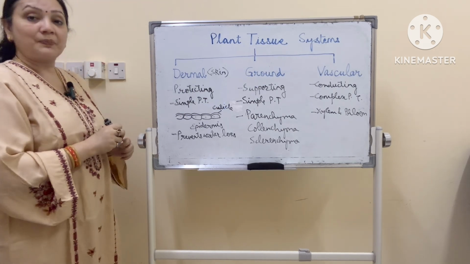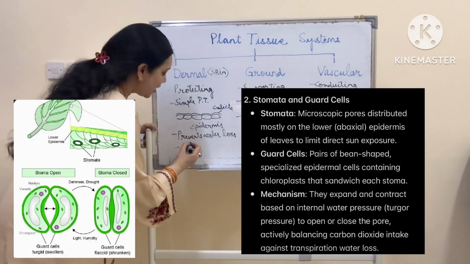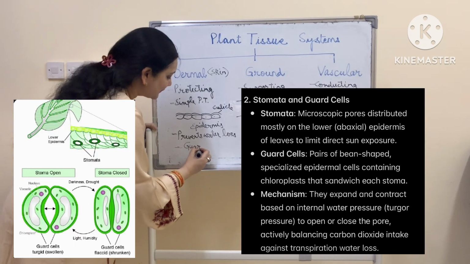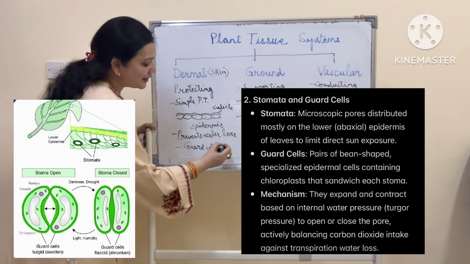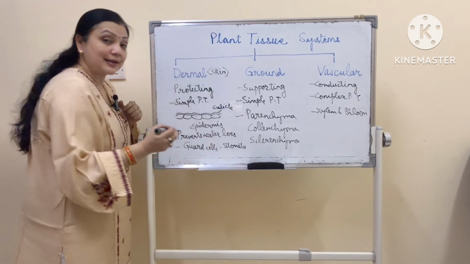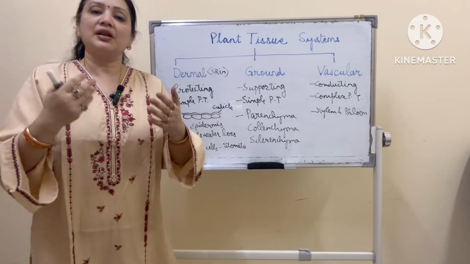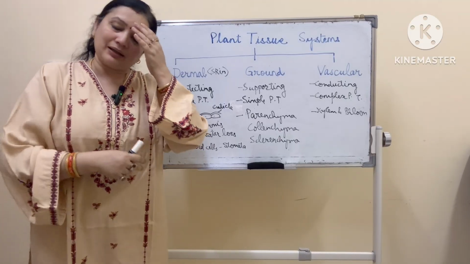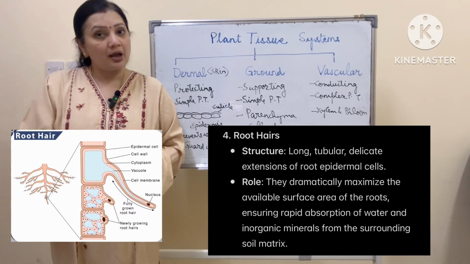Same way, there are special cells present in this epidermis which are known as guard cells. These are kidney-shaped cells, and the opening of guard cells is called stomata. So guard cells are very important, because if stomata will not be there, oxygen cannot go out, carbon dioxide cannot enter, and transpiration also will not take place.